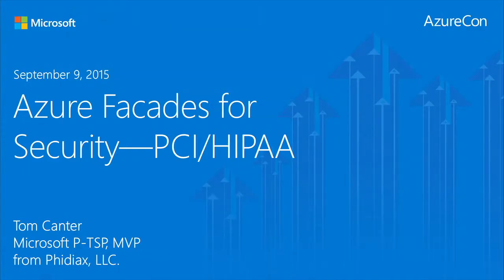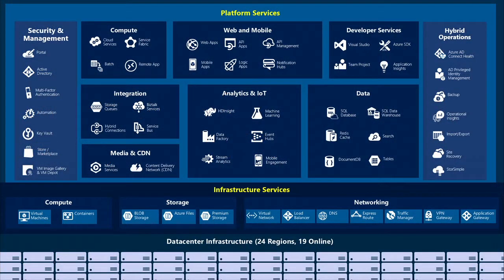And today we're going to talk about using Azure with a facade layer in front of it for security to meet PCI and HIPAA compliance. Going to talk about the web app layer of the platform services that Azure provides, web app and service bus and service bus relay, in combination with the on-prem hybrid access with BizTalk Server.